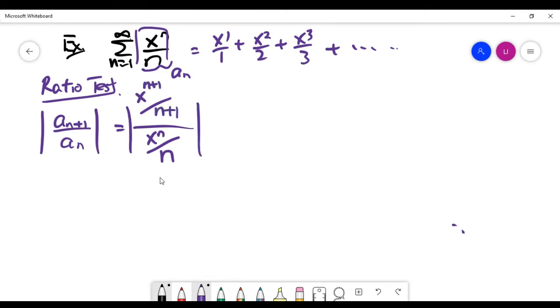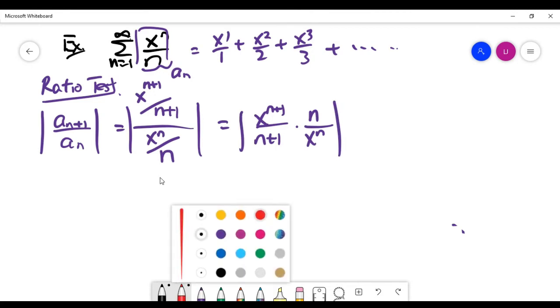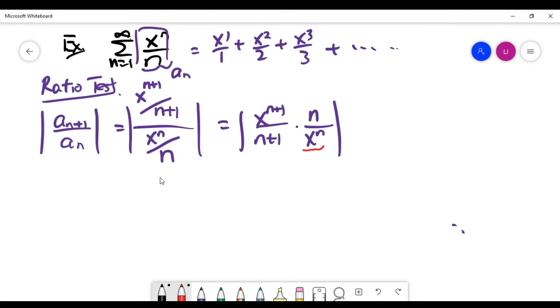So basically that's the fraction we have, and of course for the cancellation, we can flip the fraction in the bottom. So that's what you have currently, and you can try to cancel out some copies of x. You actually have n copies of x.